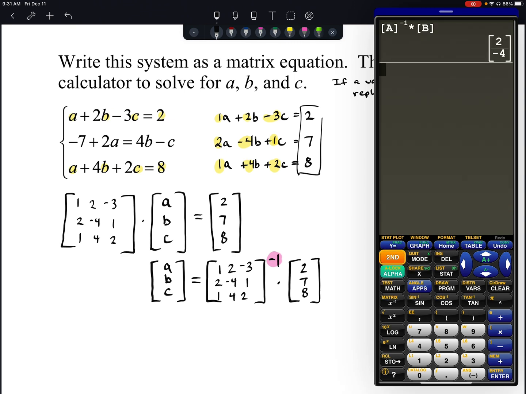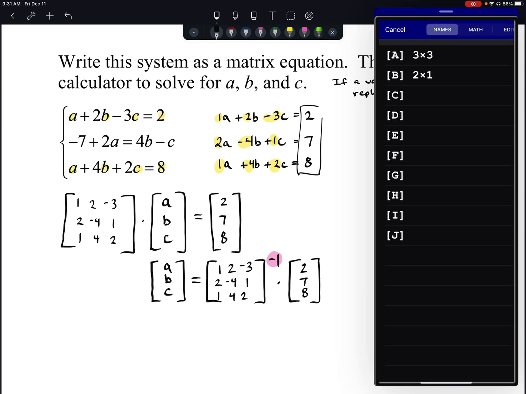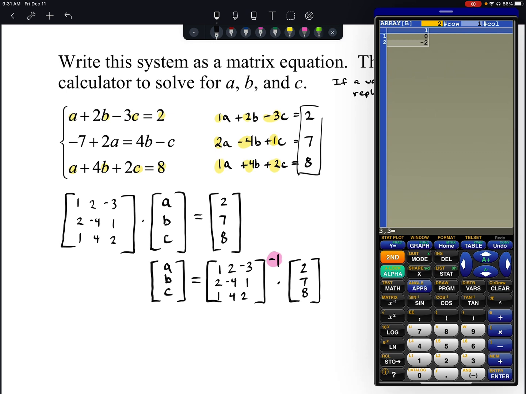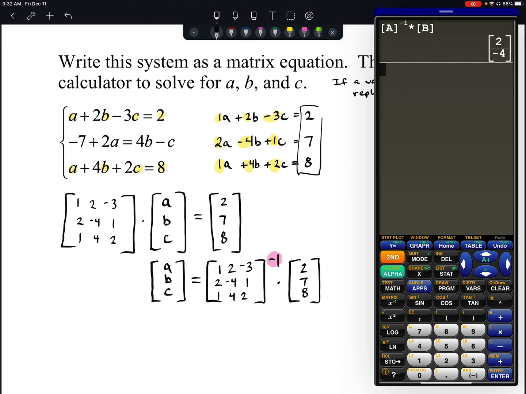Let's go back in. And then let's just go ahead here and edit our matrix B. This one is a 3 by 1. And we'll have a 2. We'll have a 7, and we'll have an 8. All right, now back to our home screen.